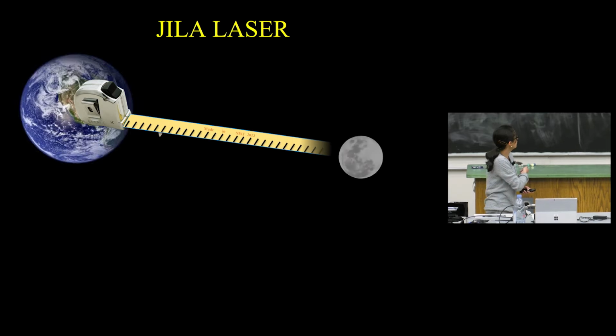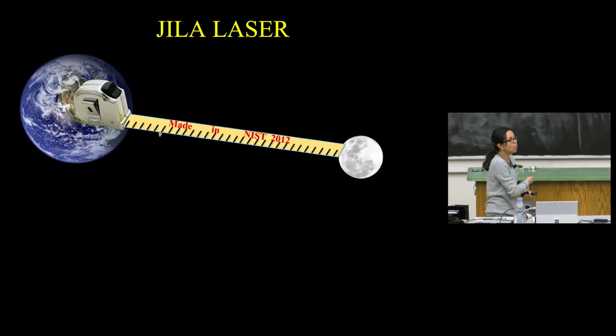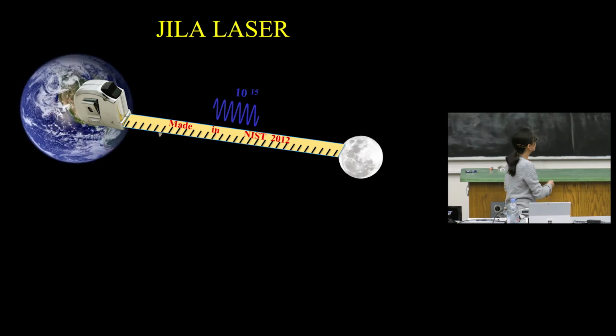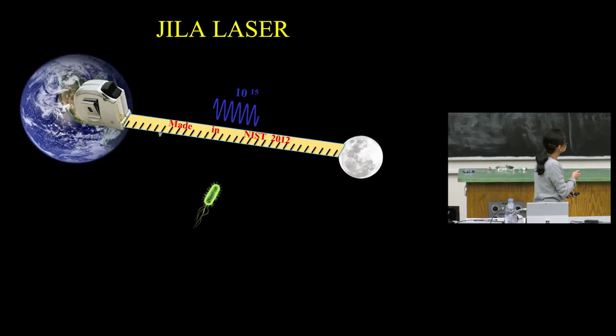Actually, the laser could propagate from here to the moon, so there are around 10 to the 15, 10 to the 16 oscillations, and it will not miss a single one. So it's going to be a ruler that goes from here to the moon, and the ticks at which it remains coherent have a spacing that is less than the size of a bacteria. So it's going to be able to keep track of oscillations of this length.